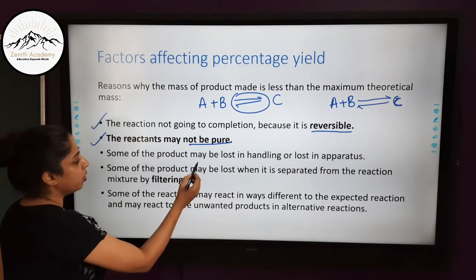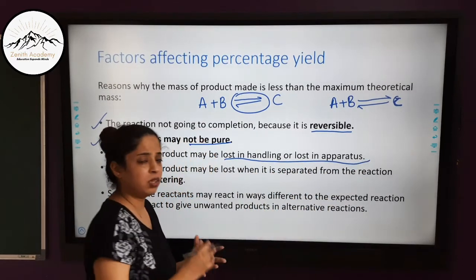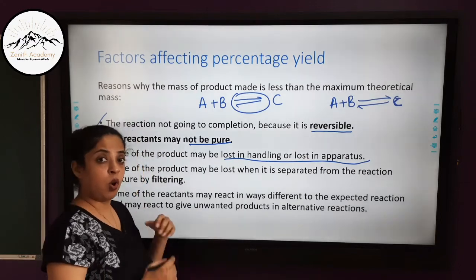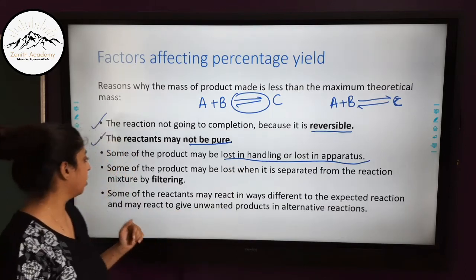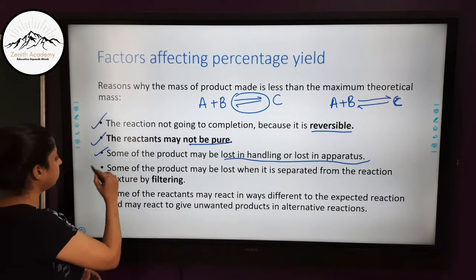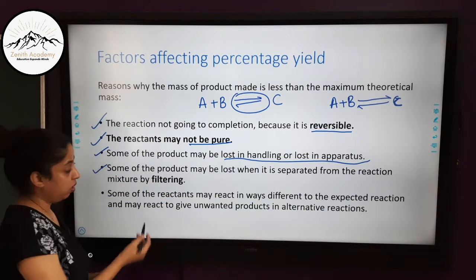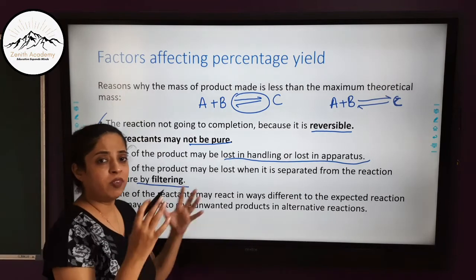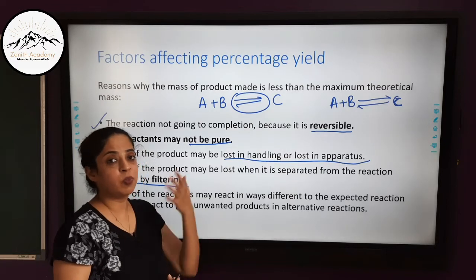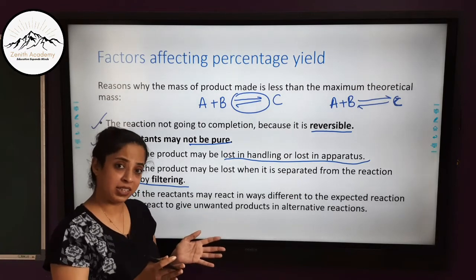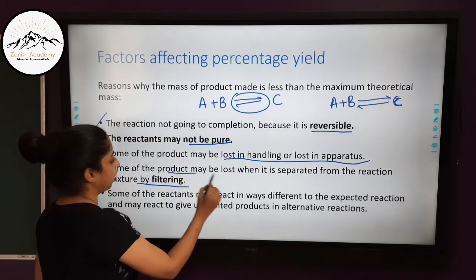Then some of the product may be lost in handling or lost in the apparatus. Many times the product sticks to the apparatus, or when we are transferring it to another beaker or vessel, it is lost. Some of the product may also be lost when it is separated from the reaction mixture by filtering. When we do the reaction and obtain a product, that product has to be filtered out to separate it from the reactants. At that time also there may be loss in product.